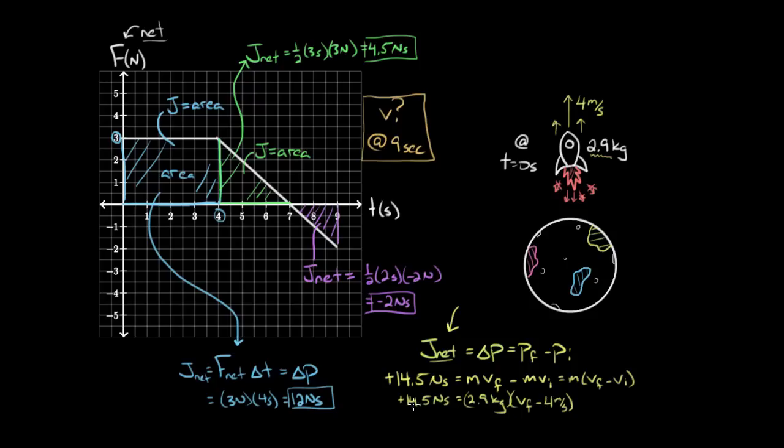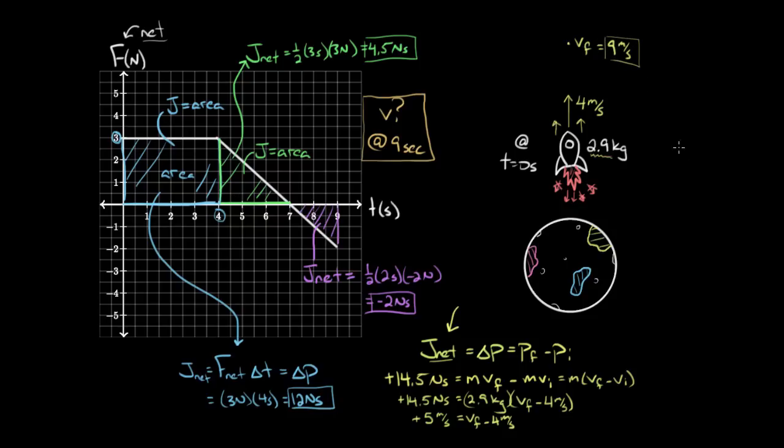So if I divide both sides by 2.9 kilograms, 14.5 over 2.9 is 5, and that'll be newton seconds over kilograms, which has units of meters per second, and that's positive. That's going to equal V final minus 4 meters per second. And now finally, if I add 4 meters per second to both sides, I get that V final of this rocket is going to be 9 meters per second. So after 9 seconds, it ended up going 9 meters per second. That's just a numerical coincidence.